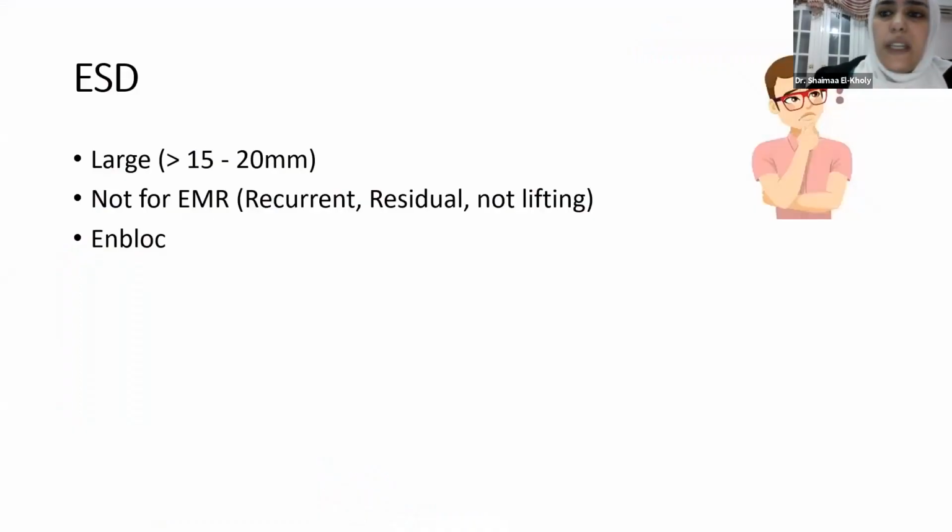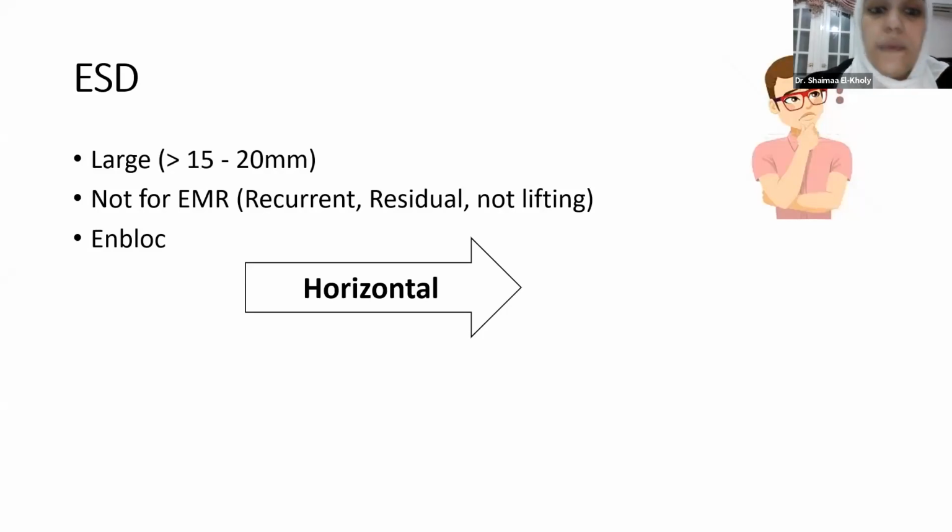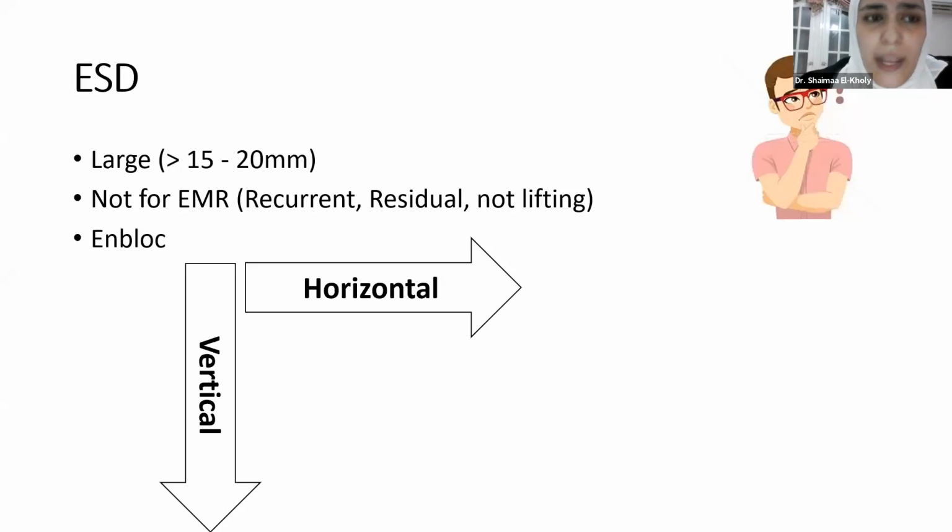So if we speak roughly about ESD, it may be indicated for large lesions, maybe more than 15 in the esophagus, more than 20 elsewhere in the GI. ESD is indicated for lesions where EMR is not feasible, like recurrent lesion, residual lesion, non-lifting lesion. ESD is indicated when suspicious lesions should be removed en bloc, because we have to get our safety margin, whether horizontal margin or vertical margin. Actually, this is very roughly speaking, but maybe we need to go a little bit deeper to know which lesion is liable for endoscopic resection.